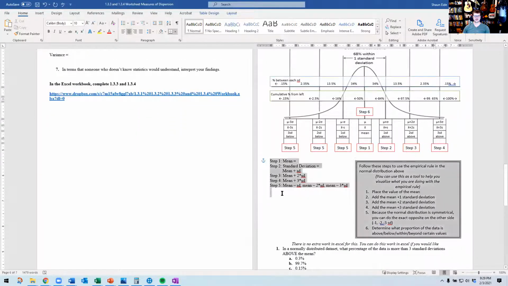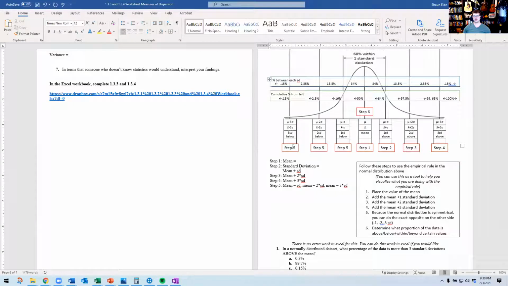Okay, and there's a step-by-step process, right? So the very first thing, you find the mean, then you find the standard deviation, and then you do the mean plus the standard deviation. It literally goes step 2, step 3, step 4, and then step 5 you do the subtraction, and you label all these. Once you label all of these, you'll be able to really easily determine how much data is between, or how many observations are between point A and point B.